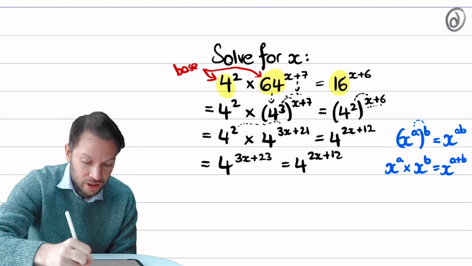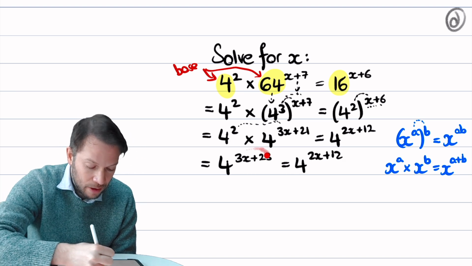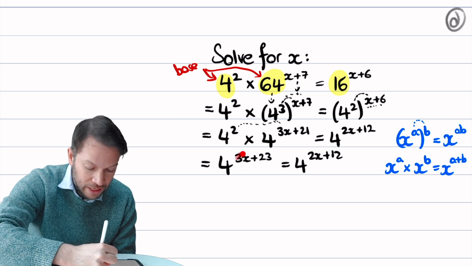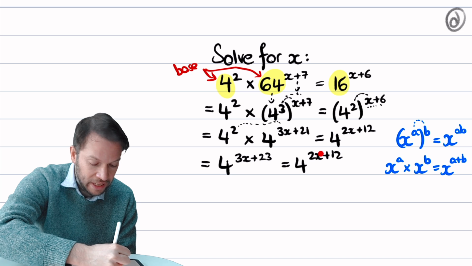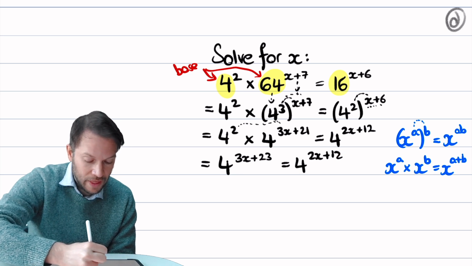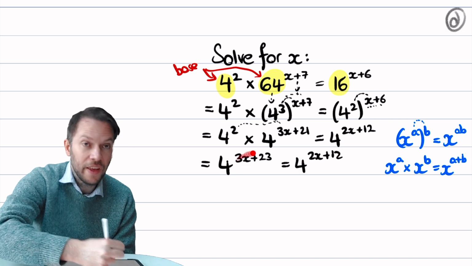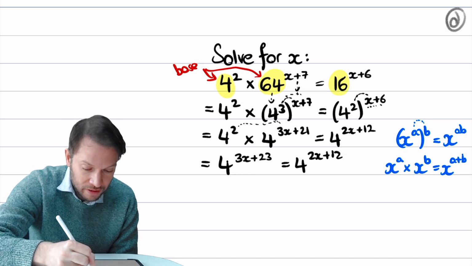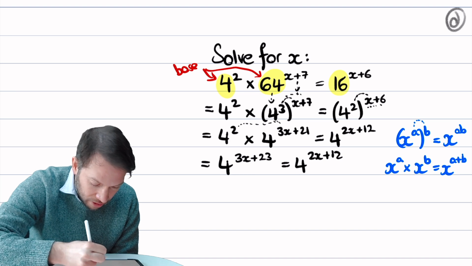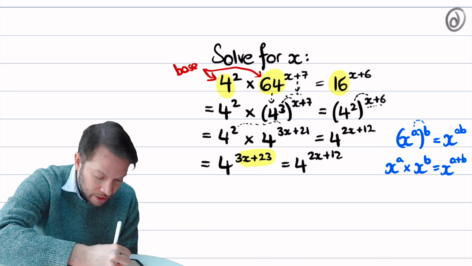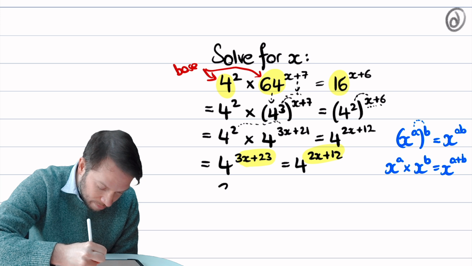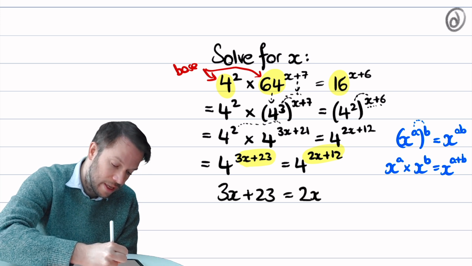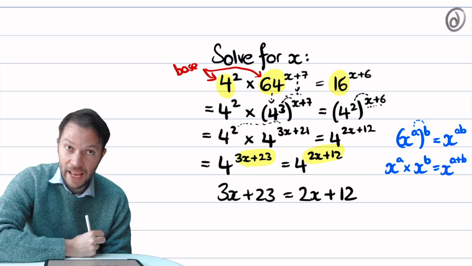At this stage, we have a power equal to a power. So basically, these indices have to be the same. If this index of 3x plus 23 was equal to the 2x plus 12, then we'd have 4 to the power of the same thing, so they would be equal, right? So at this point, we can just equate the exponents, equate the indices. So we can just write 3x plus 23 is equal to 2x plus 12. Now we've got a linear equation where the x is on both sides.